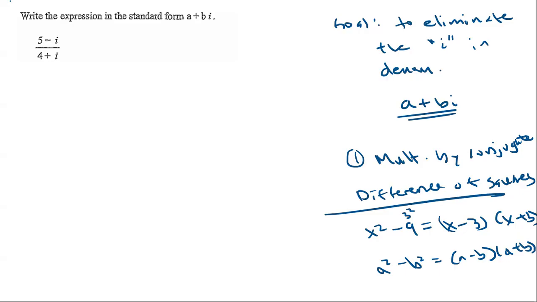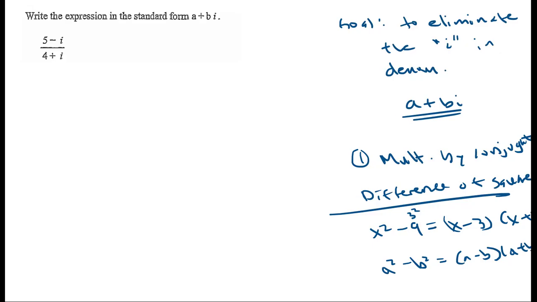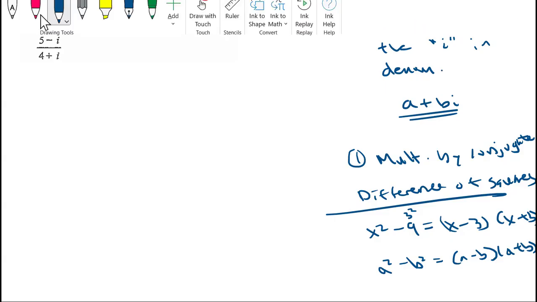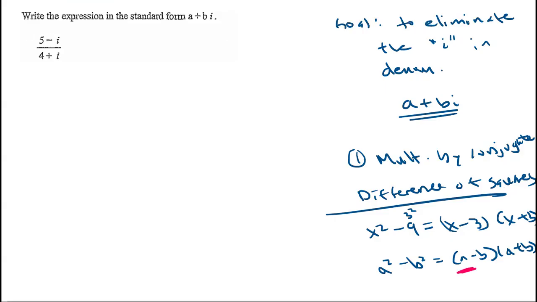Okay? So what does it mean by the conjugate? Again, the conjugate means if I have a minus b, the conjugate will be a plus b, the opposite of that, and vice versa. If I have a plus b, the conjugate will be a minus b, right? So remember that. So in this case, I don't care about the top. I'm worried about the bottom. That's what I'm focused on. So I'm going to multiply this by the conjugate of the bottom. So I have 4 plus I, so that means I need to multiply by 4 minus I.